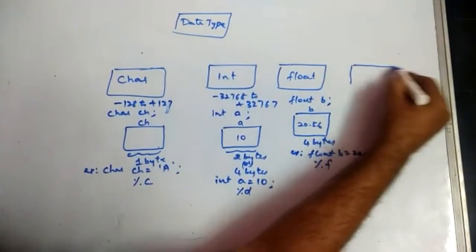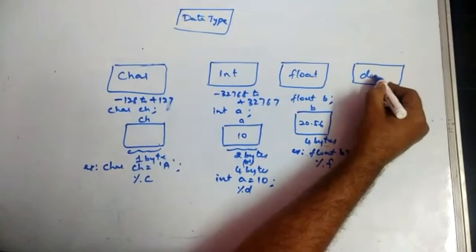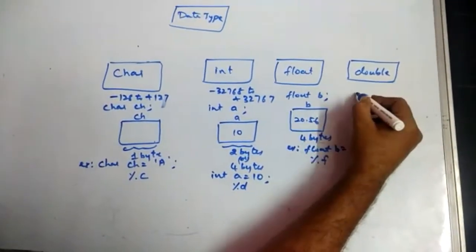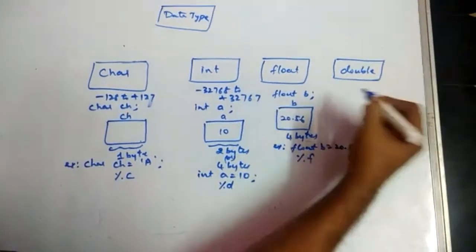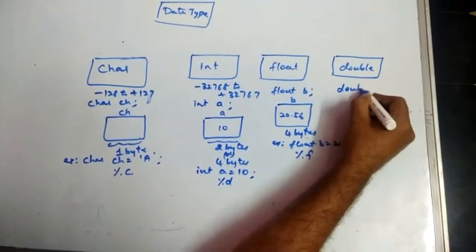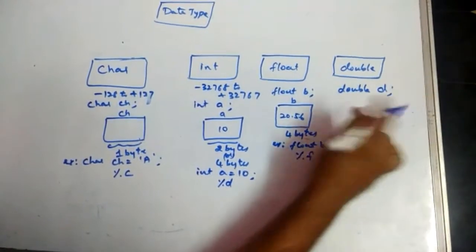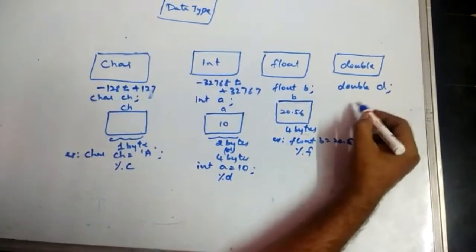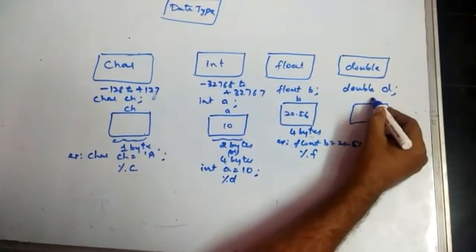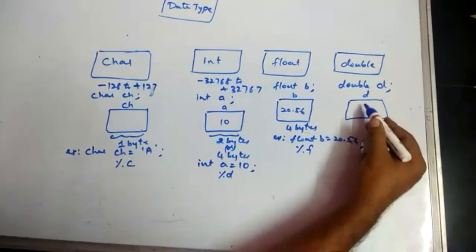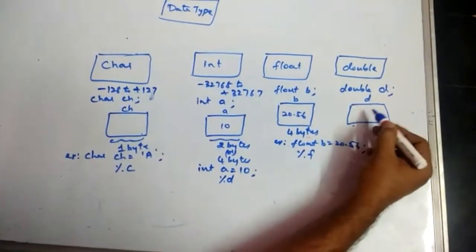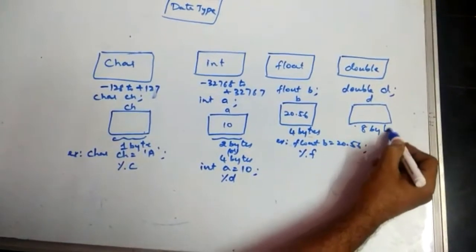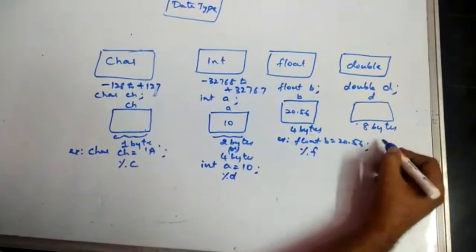The next data type is double. It is known as a double precision floating point number. It is also used to store a fractional value. For example, double d. The data type used here is double, and d is a variable of type double. Memory will be allocated for this variable, and you can also initialize the value of the variable. The size of the double is 8 bytes.